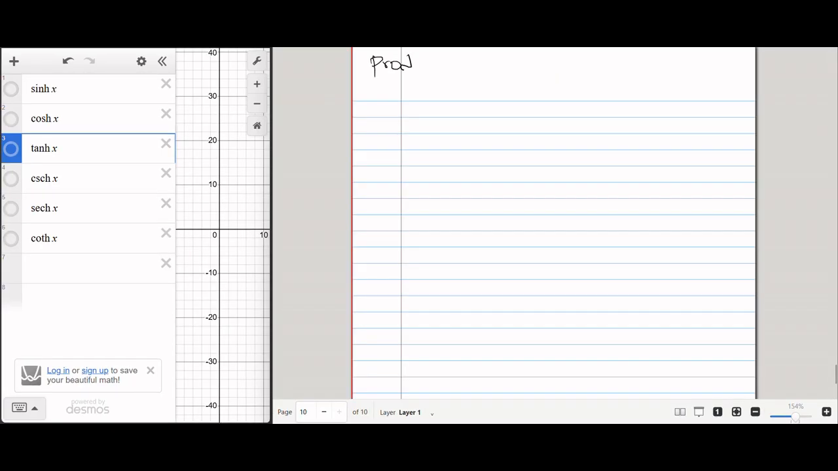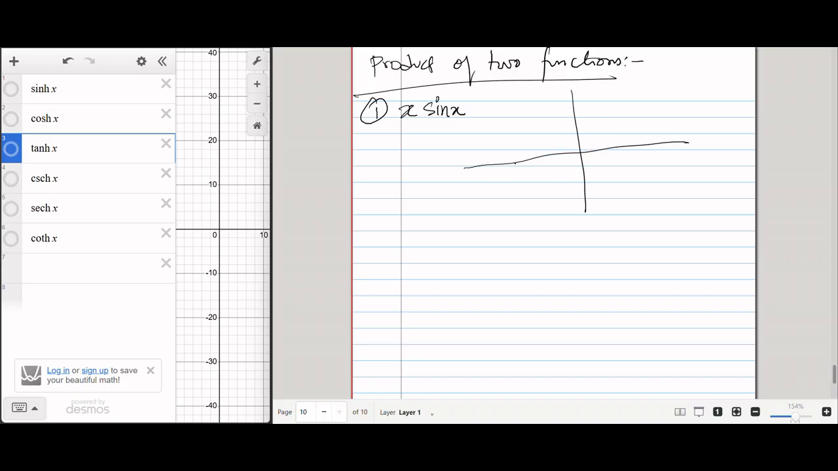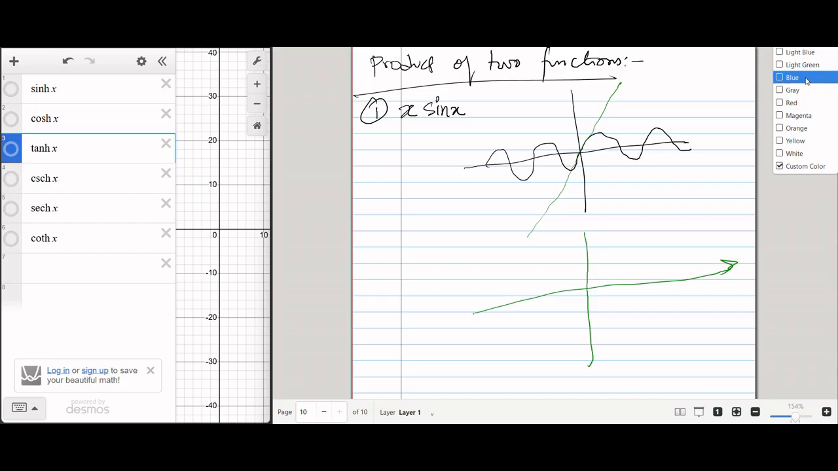If we are given a product of two functions, sometimes the problem might get easy or might become difficult also. Let's see an example of x sine x. So how does the sine function look like? It looks like this, right? And how does x look like? Just y equals x, so it looks like this. If we multiply the two functions, then we'll simply get a function that keeps on increasing, right? So it will look like this.